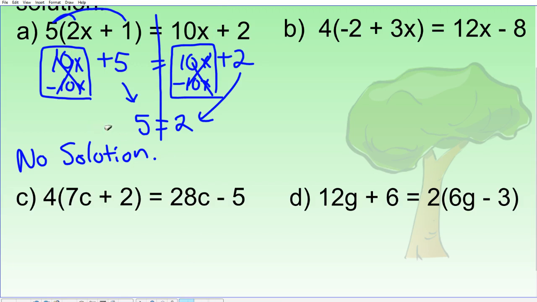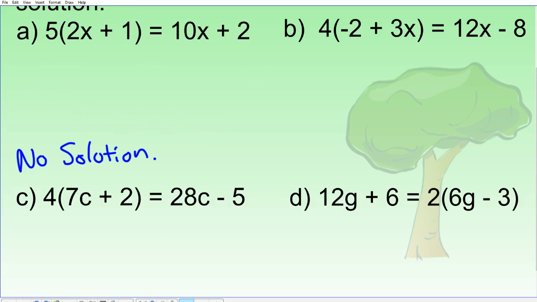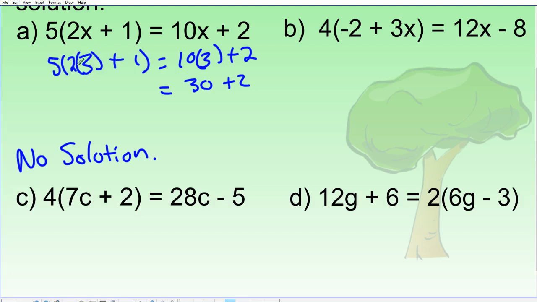And I can't really prove it very well, but I can at least show an example or two to help solidify the idea. If I pick some number, 3, if I do the math on both sides, the two sides will not be equal. This side gives me 30 plus 2 is 32. This other side, 5 times 2 times 3 plus 1. 2 times 3 is 6. 6 plus 1 is 7. 7 times 5 is 35. So does 35 equal 32? No.